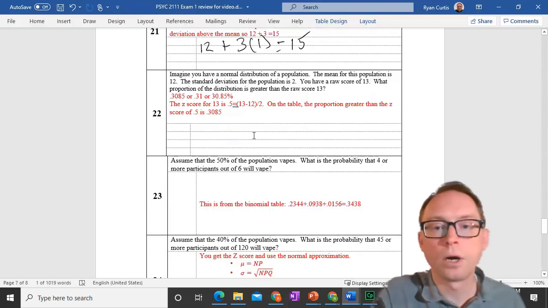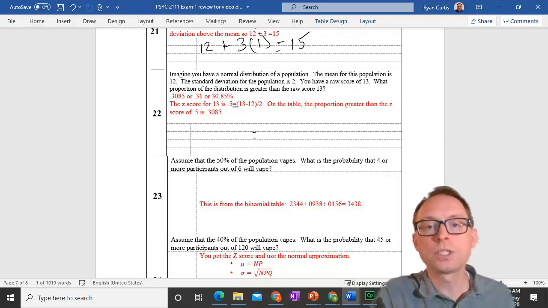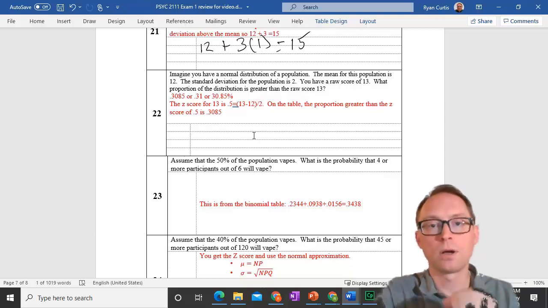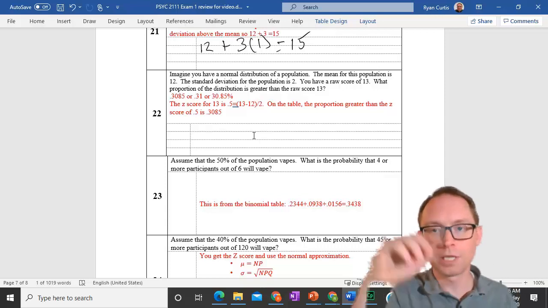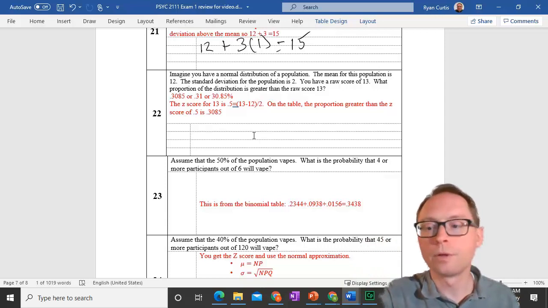Number 22. Imagine you have a normal distribution of a population. The mean for the population is 12. The standard deviation is 2. You have a raw score of 13. What proportion of the distribution is greater than the raw score of 13? What this is asking us to do is look up the z-score on that table. Remember when we did the table with the z-scores, the proportion, the larger portion, smaller portion, that kind of stuff. That's what this is asking us to do.